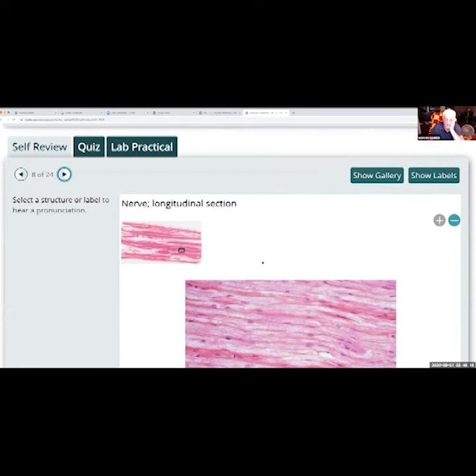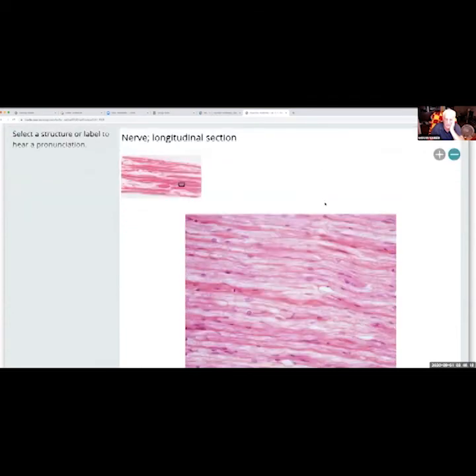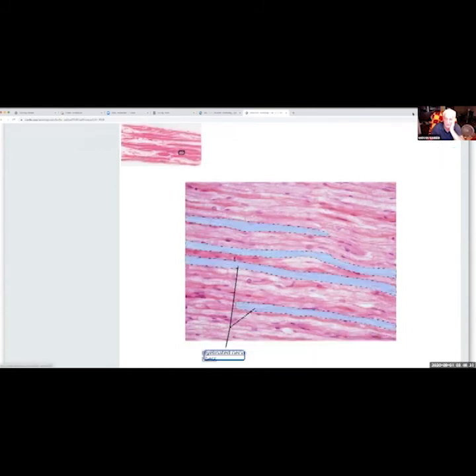Again, you can see the myelinated nerves. All the myelinated ones have, let me get that off of there real quick too.